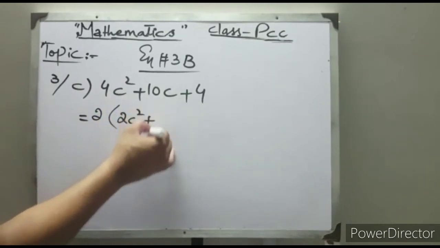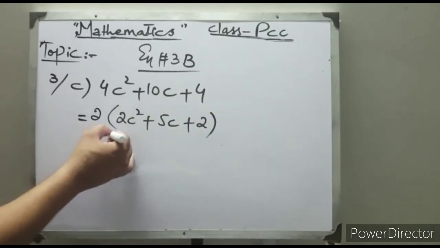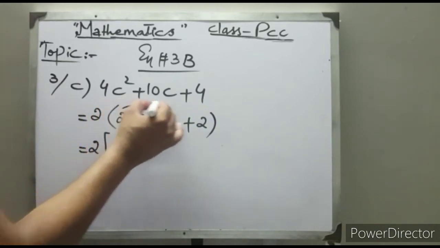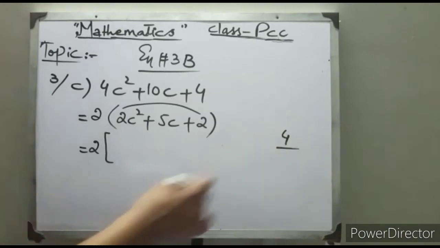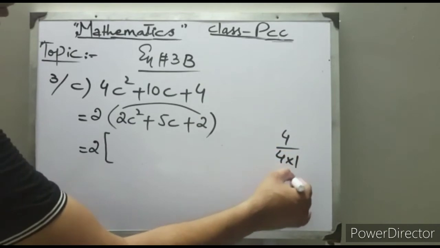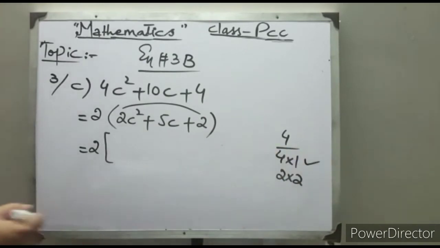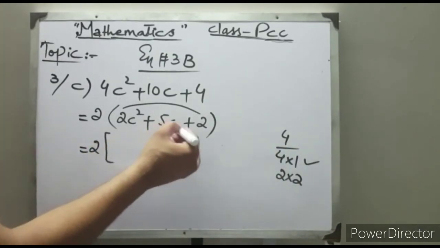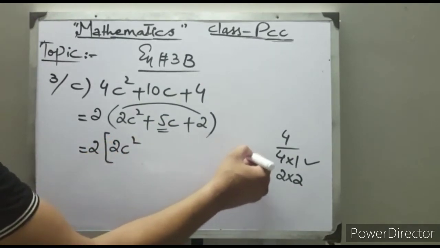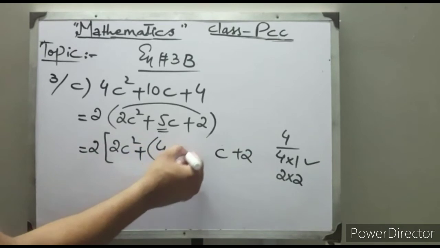2c square plus 5c plus 2. Now the remaining procedure is just like the previous question. Multiply this 2 by 2, we have 4. Now write the factors of 4. 4 1s are 4, 2 2s are 4. The right factor is 4 and 1 because by adding 4 plus 1 we will get the middle value, which is 5. Write 2c square as it is, last term plus 2 as it is, middle variable c as it is, 4 plus 1.